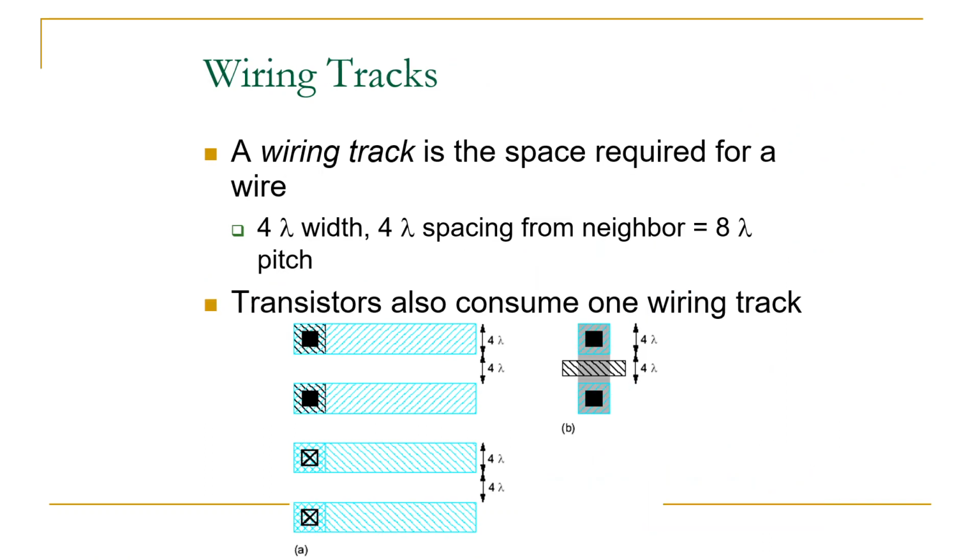Okay. And similarly, if you consider any wiring track, this distance should be 4 lambda, which means the width of this wiring is 4 lambda, and the distance between the two wires should also follow 4 lambda. That is why the wiring track is the space required for a wire: 4 lambda width and 4 lambda space for the neighbor. Hence, a total of 8 lambda pitch is to be followed.